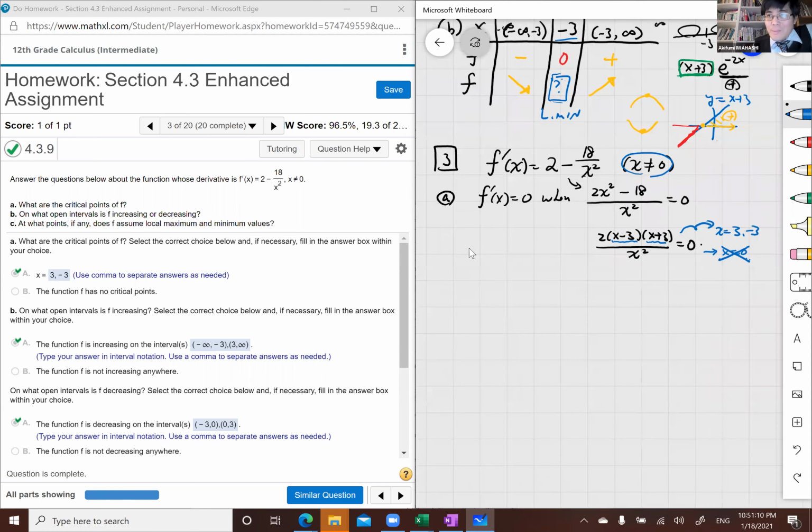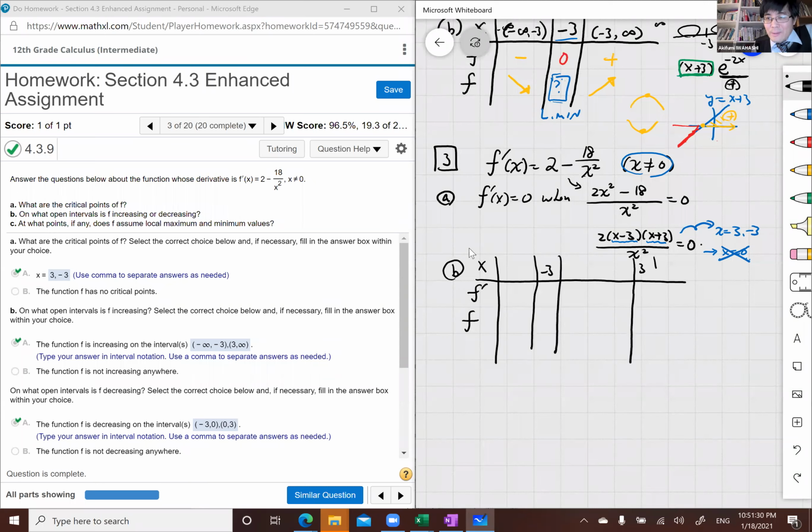Okay, now part B. We are going to draw the increasing, decreasing table. It's gonna be longer. Now you have a negative 3 and a positive 3 as a critical point. But also, this is gonna be important. Because the graph is kind of undefined at x is equal to 0, you should include this one as well.